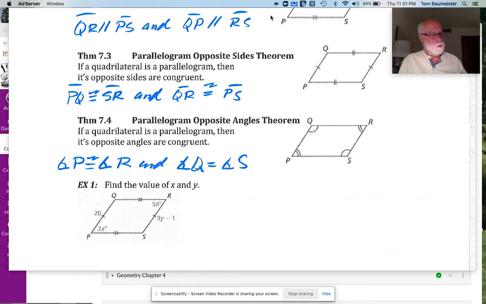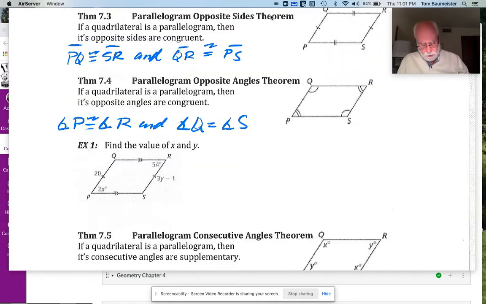All right, so we're going to use those here for this first example. Find the values of X and Y. Since we know that, again, it's showing us it's a parallelogram, we know that this side here and that side there are equal.